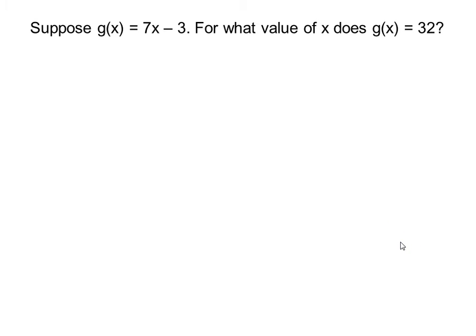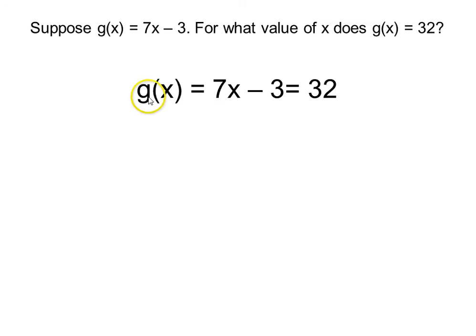Last example, we have another function. This one's called g, so we have g of x equals 7x minus 3. For what value of x does g of x equal 32? So what we're doing here now is working backwards. We want 7x minus 3 to be equal to 32, and we want to find out what we have to plug in for x such that this will be equal to 32.